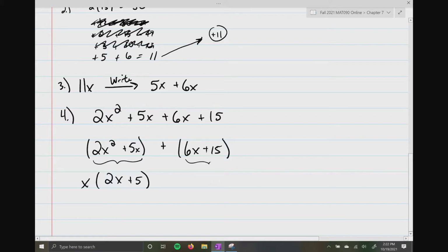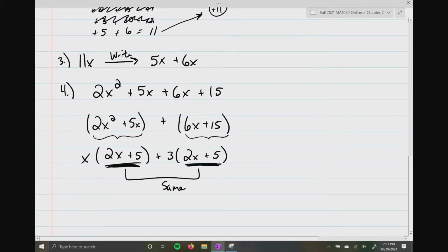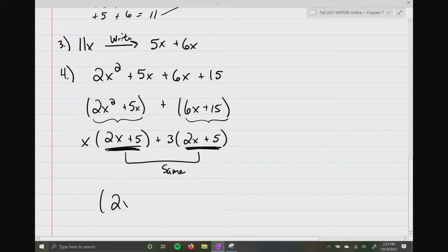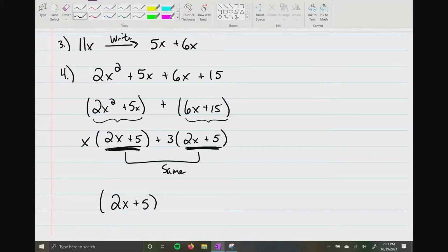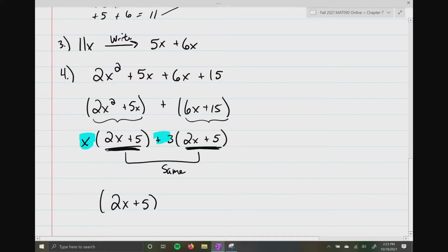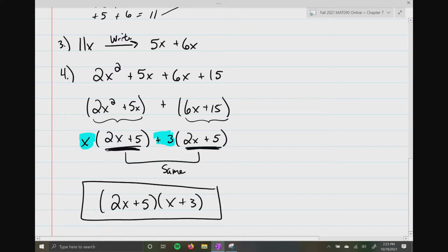Now I will find a little mini GCF for the second set of parentheses, and that's going to be a 3. So I can factor that out. Notice my built-in check system: 2x plus 5, 2x plus 5, they are the same, which is awesome because I know I'm doing this right. So I can factor the 2x plus 5, and then I'll highlight what's remaining, x plus 3, and that is what goes over in the second set of parentheses here. And there's your factored form right there.